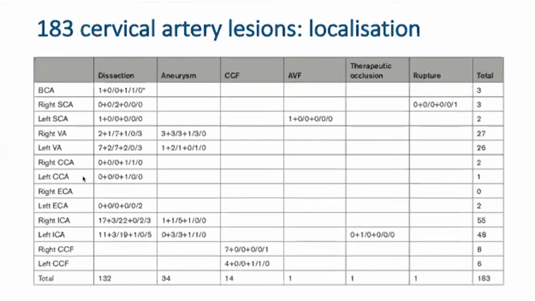So here you have this table. We are going through it quite quickly, just to show you the diversity of the locations of the cervical artery lesions and the types. Most lesions were dissections, aneurysms, carotid cavernous fistulas, and they were located in right or left internal carotid arteries, right or left vertebral arteries.